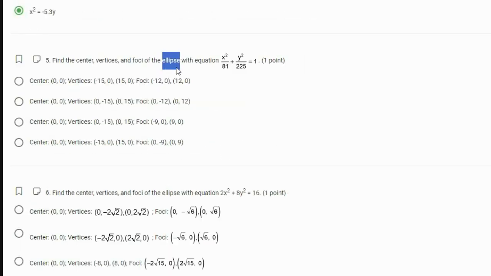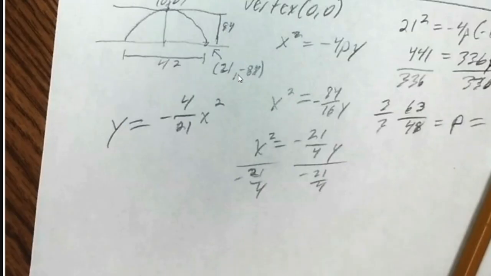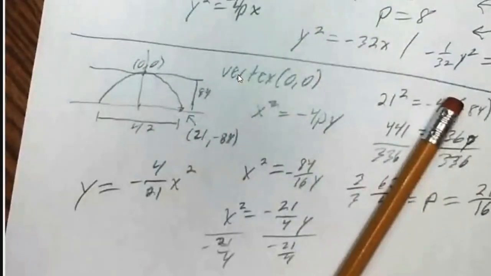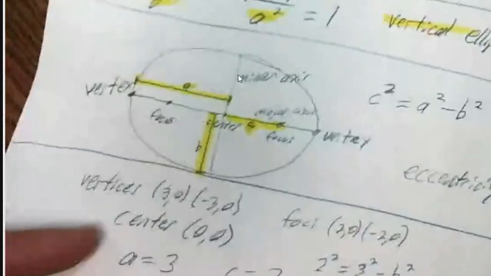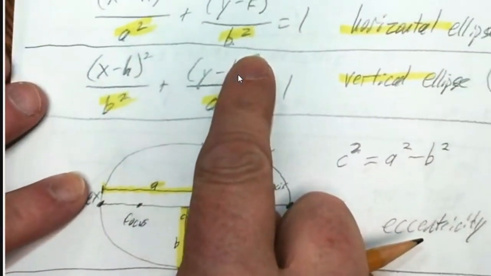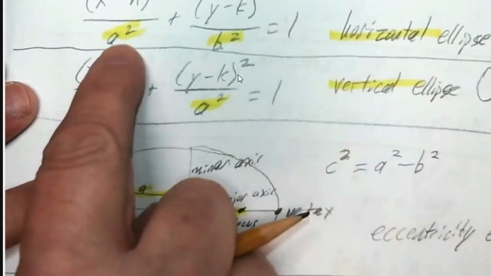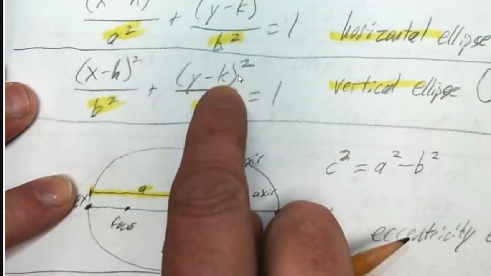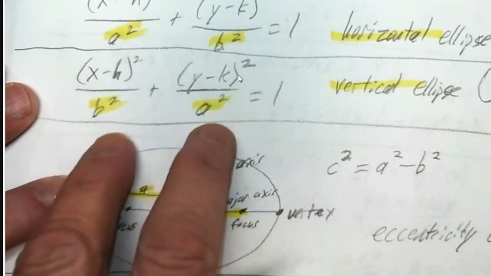Ellipse. Find the center, vertices, and foci of this ellipse. All right, so we're going to need to switch to our ellipse. So that was the parabola, and that's hyperbolas. Ellipse deals with a and b. If it's horizontal, the a is under the x. If it's vertical, the a is under the y. The a is always larger than b with ellipses.